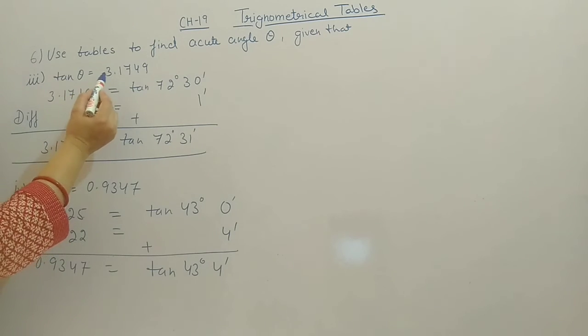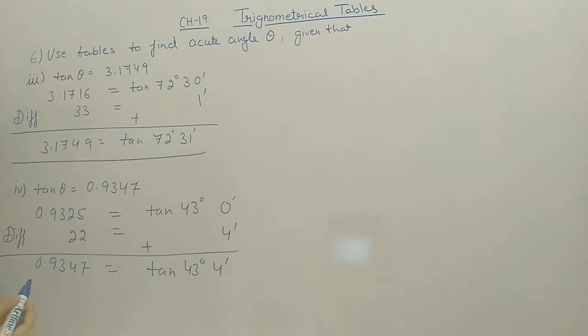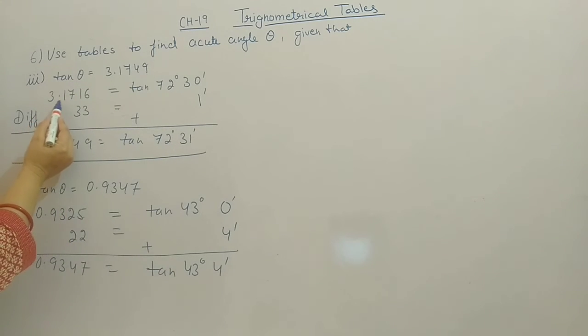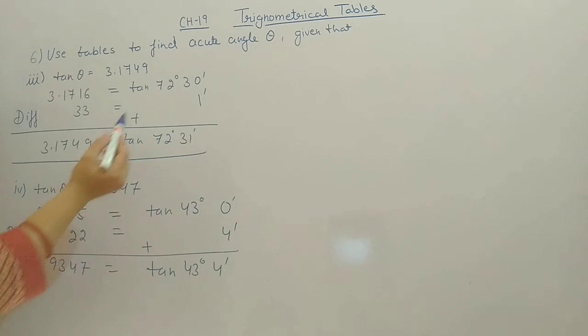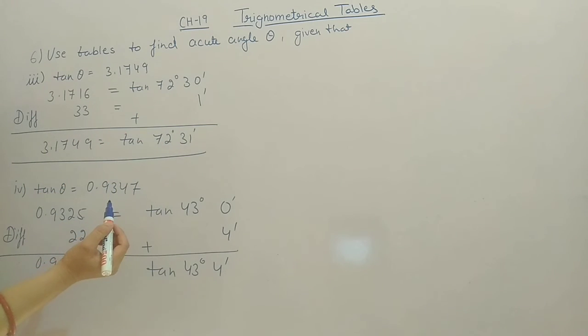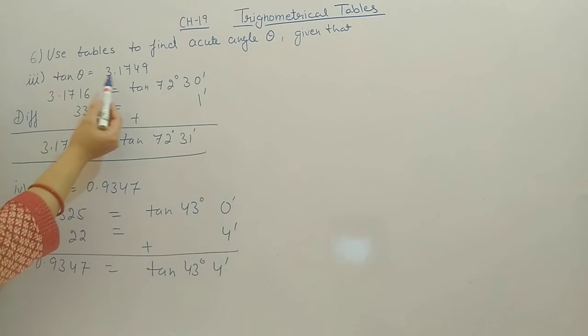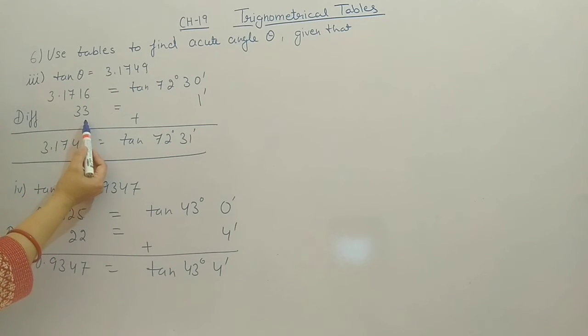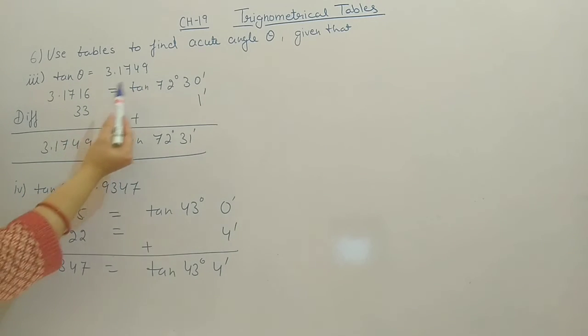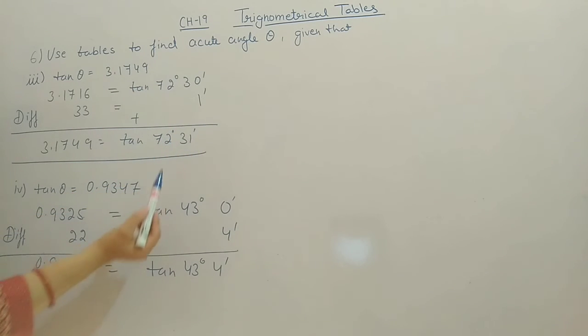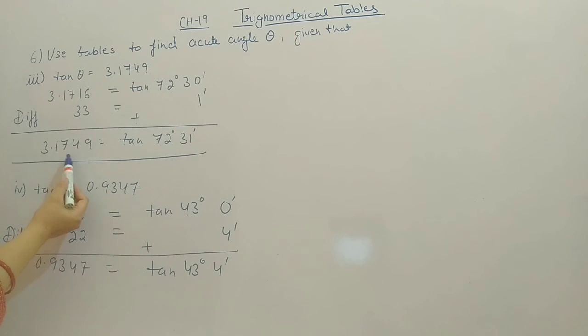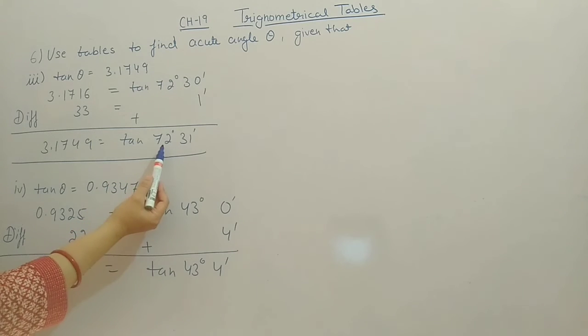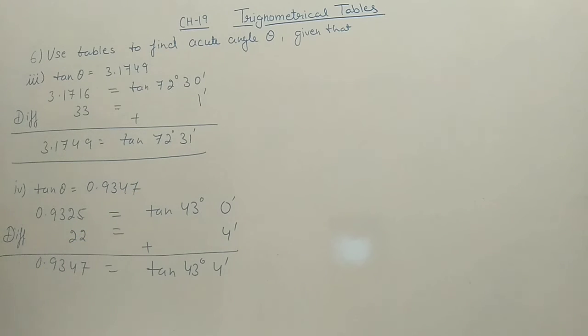Third part, tan theta is given 3.1749. Check the nearby value 3.1716, which is equal to tan 72 degree 30 minute. Now the difference between 49 and 16 is 33. For this difference, check the angle difference, which is equal to 1 minute. So 3.1749 will be equal to tan 72 degree 31 minute.